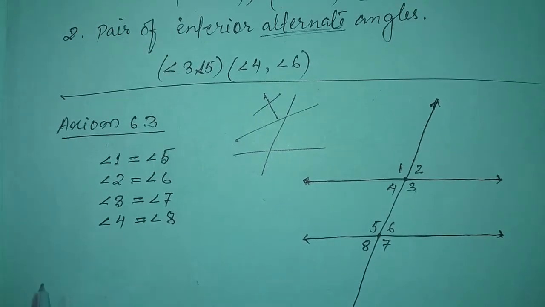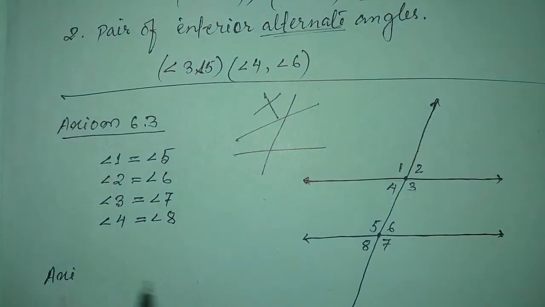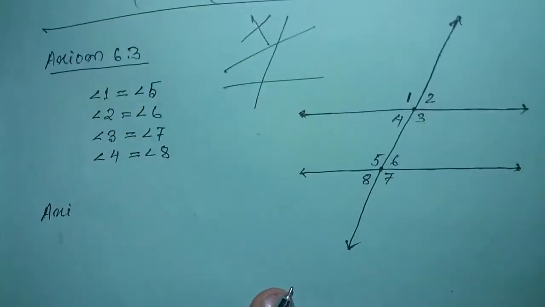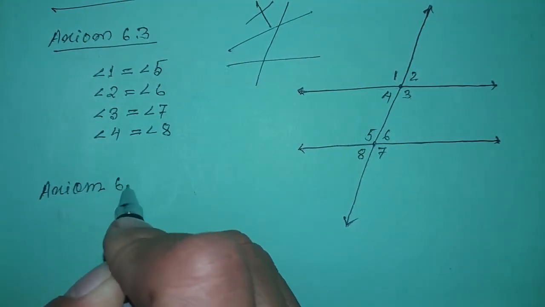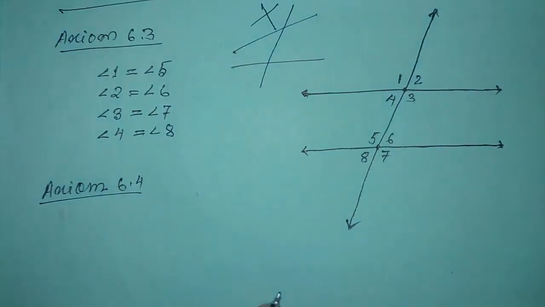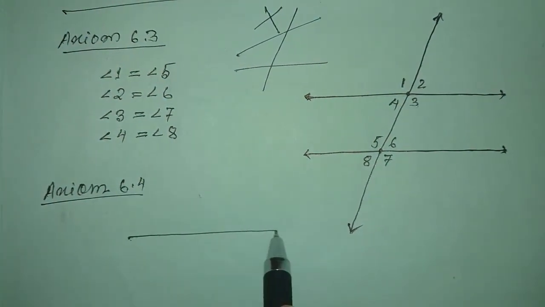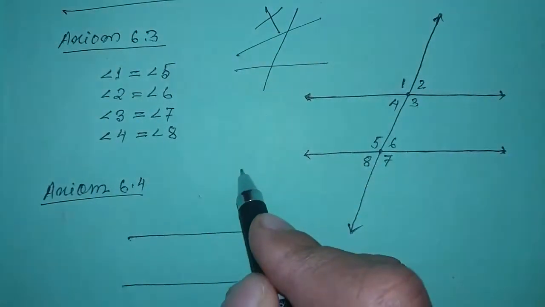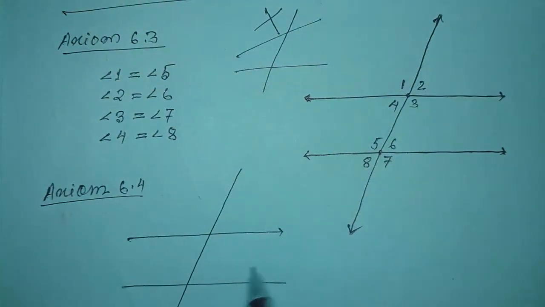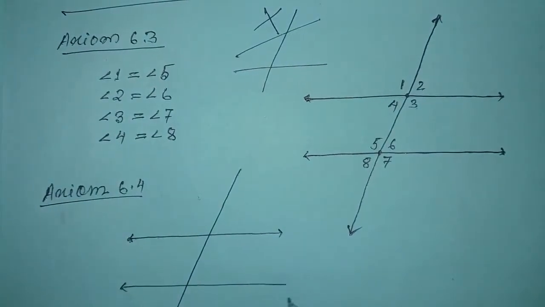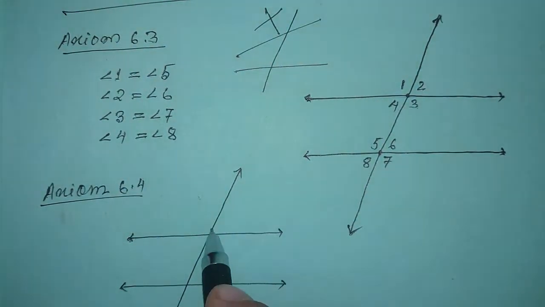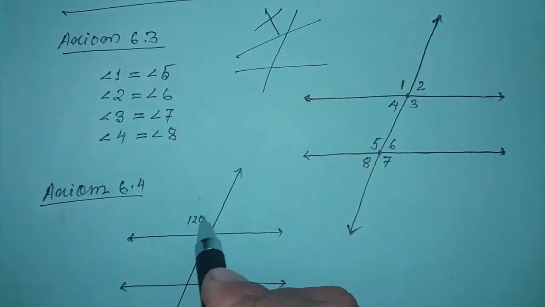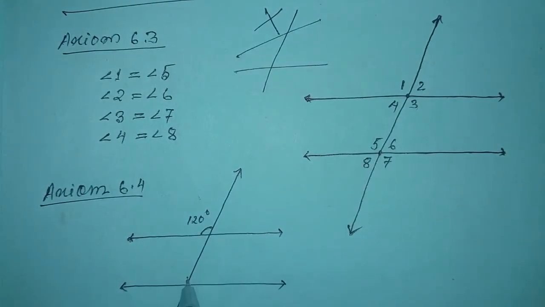That is axiom number 6.4. If a transversal intersects two lines in such a way that one of the pairs of corresponding angles is equal, for example, this is 120 degrees and this is also 120 degrees.